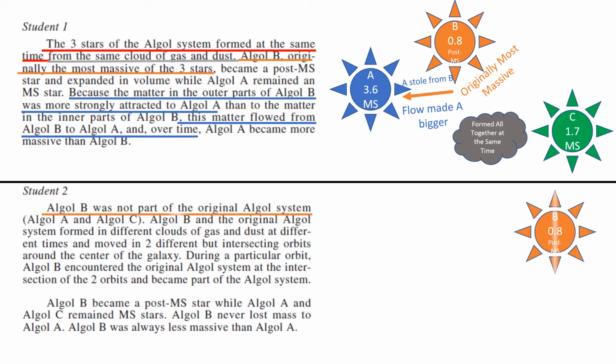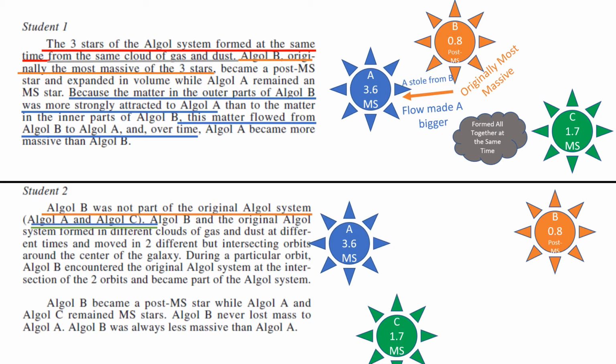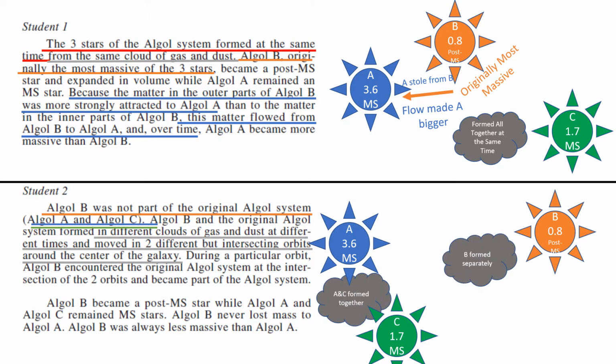Then student 2: Algol B was not part of the original system, Algol A and C, so they're the original. Algol B and A formed in different clouds of dust, in 2 different but intersecting orbits. During a particular orbit, they encountered each other and became part of the system. B never lost mass to A. So you get the basic idea.